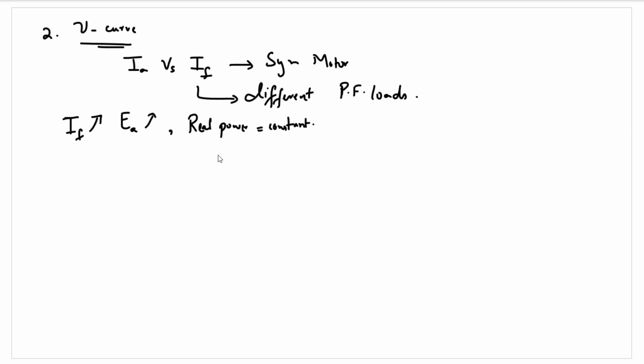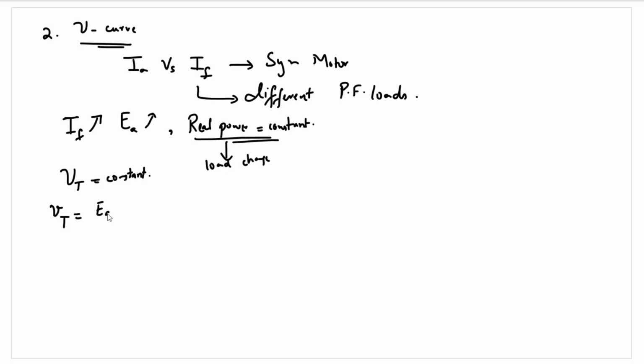As the load of the machine is not changing, real power will remain constant. Real power will only increase when the load torque or the load applied on the synchronous motor is increased. Also, the terminal voltage Vt will remain constant. We already know that for a synchronous motor, Vt is the applied voltage. That's why it's constant.